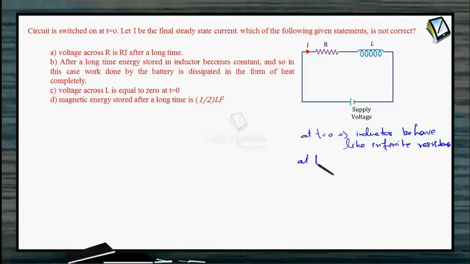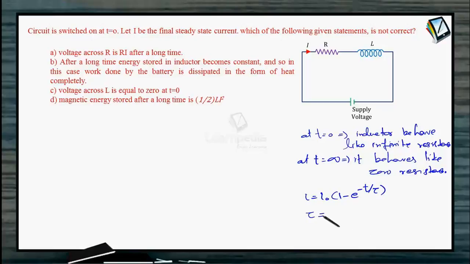And at t equal to infinity, it behaves like a zero resistance. In case of an ideal inductor, of course, it behaves like zero resistance at t equal to infinity. And as far as the current growth is concerned, it is given by this formula, I is equal to I naught into 1 minus e raised to the power minus t by tau, where tau is the time constant and it is equal to L by R. Here I naught is the steady state current.